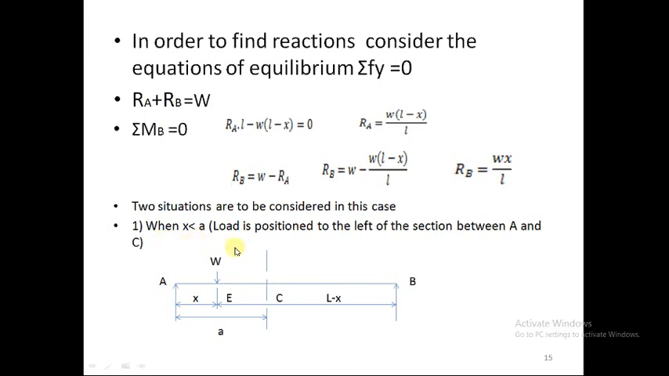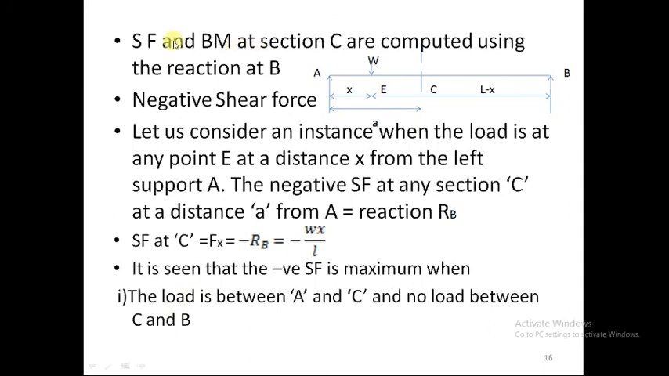First we will see when X is less than a. The load is positioned to the left of the section line, between A and C. We have to find the shear force and bending moment at C. The shear force at C will be a negative shear force, equal to the reaction at B. When the load is placed in the portion AC, the shear force at this point C is negative, because there are no loads in the portion CB.